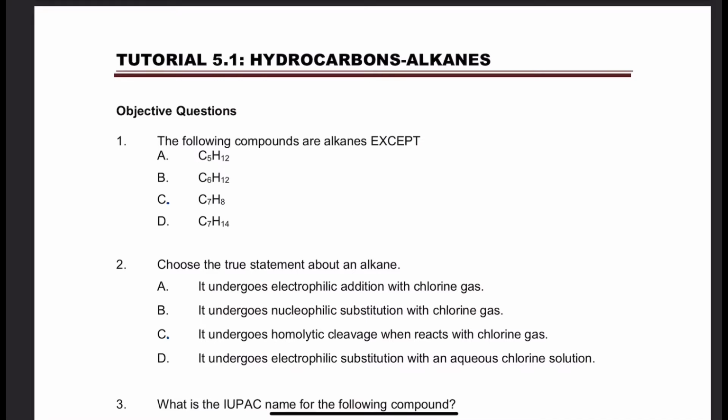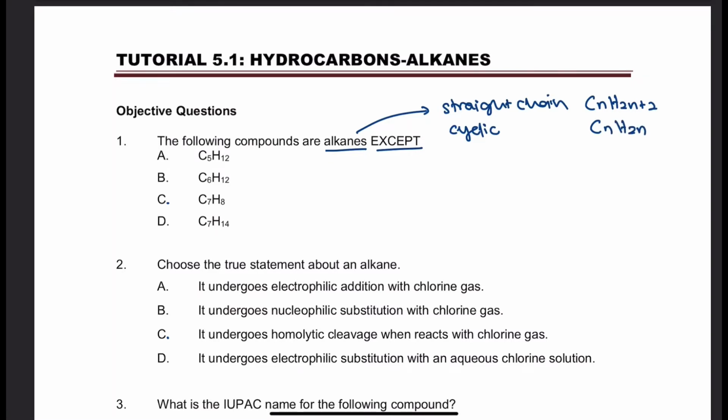The following compounds are alkanes except, here you have to remember that alkanes can be your straight chain alkanes as well as cyclic alkanes. For straight chain alkanes, the general formula would be CnH2n+2, and as for cyclic alkanes, the general formula would be CnH2n only. So all you have to do here is to match the molecular formulas given to you to this general formula.